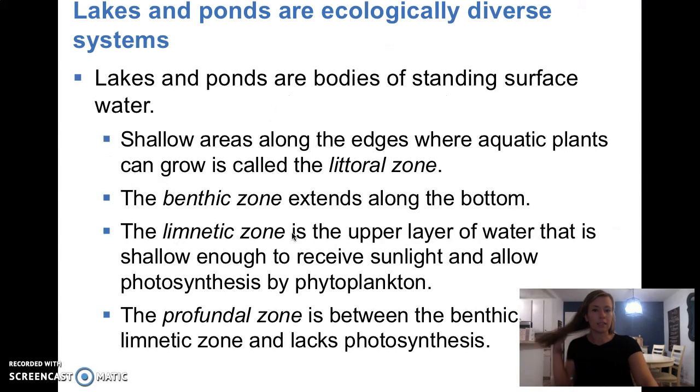Lakes and ponds are ecologically diverse systems. Lakes and ponds are bodies of standing surface water. You probably already knew that. Really, really big ones can be known as inland seas. For example, that would be like the Great Lakes. If you've ever been to Chicago or been around any of the Great Lakes, it looks like the ocean, and there's waves too, which is weird.